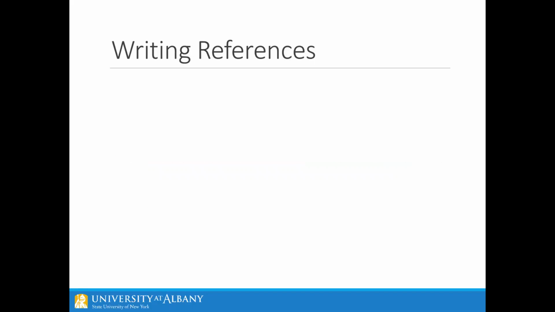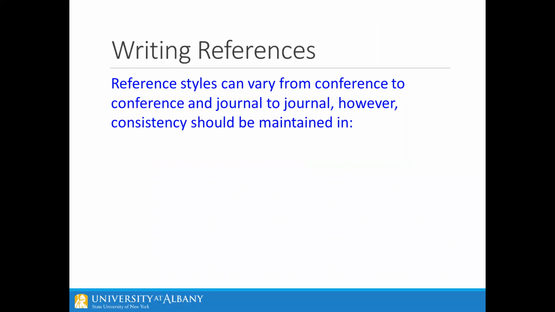Okay, then we come to writing references and bibliography. And referencing is something which actually goes along all the sections. When you write all the sections, you keep on adding references. Now, the question is what referencing style we should follow. It can vary from conference to conference, from journal to journal. However, whatever template you follow, it should be consistent.